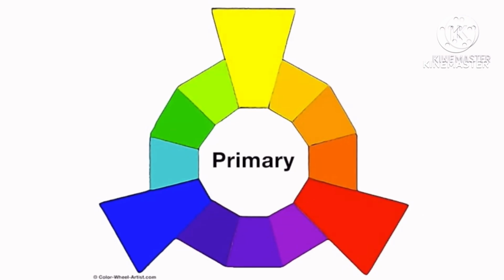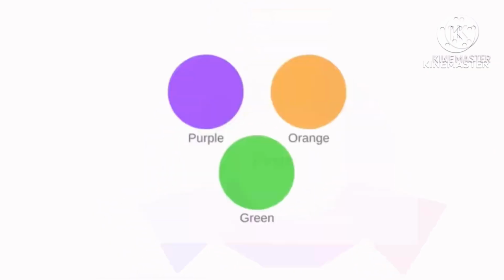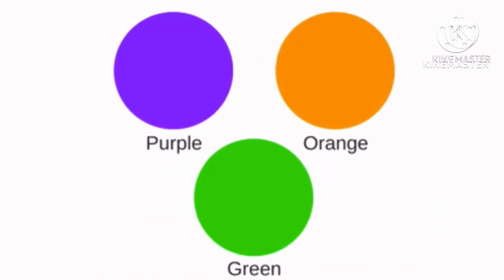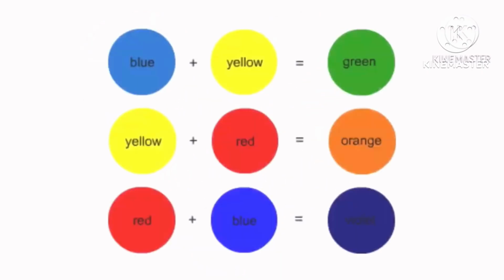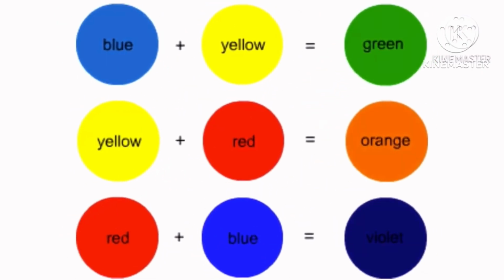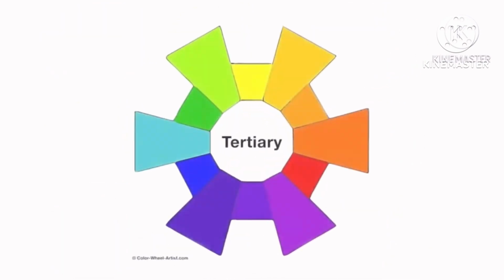Primary colors are mixed together to create other colors, like the secondary colors. The secondary colors are combinations of two of the primary colors in equal amounts. Red plus yellow equals orange. Yellow plus blue equals green. And blue plus red equals purple.